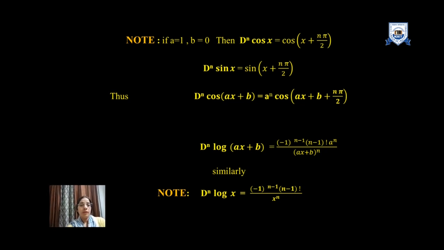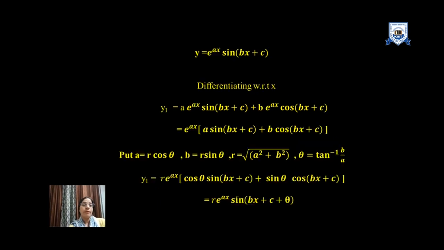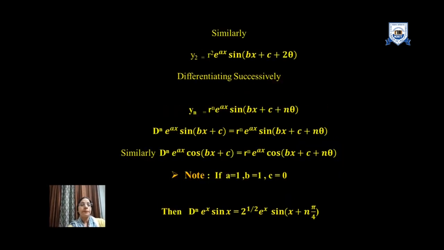And in particular, if we take a equals 1, b equals 0, then the nth differential coefficient of log x is equals to minus 1 to the power n minus 1 into n minus 1 factorial divided by x to the power n. Similarly, we will prove one more formula here.